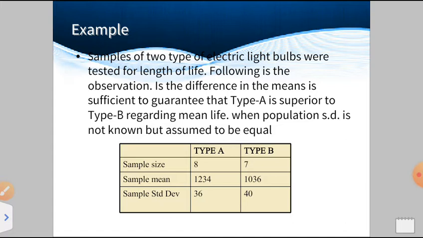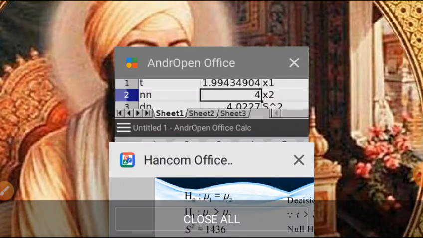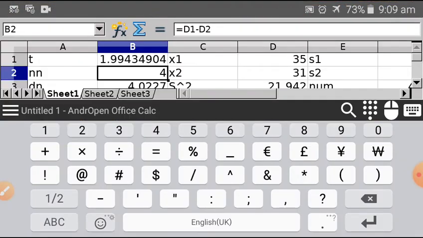Sample mean is 1234 and 1036, and the sample standard deviation is 36 and 40. I have not read out the question because I have already discussed the same thing with you. So here I am just going to show you how to work it in Excel. And again, to calculate it, we first need to calculate s square, and after that we have to calculate the value of t. So let's go back to Excel and start working on it.